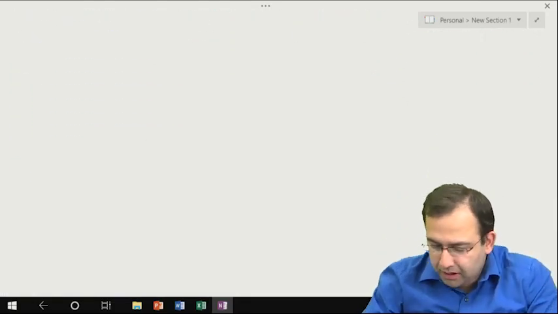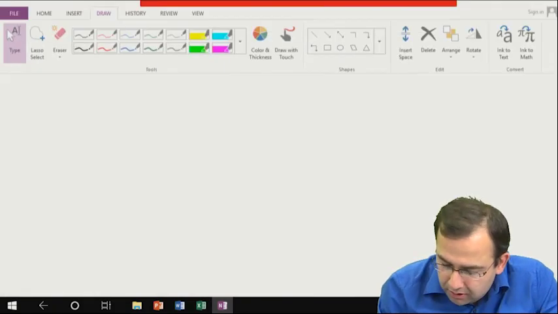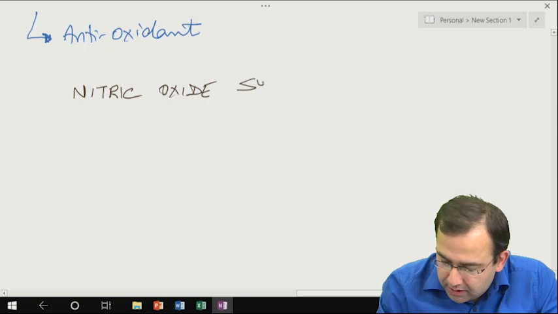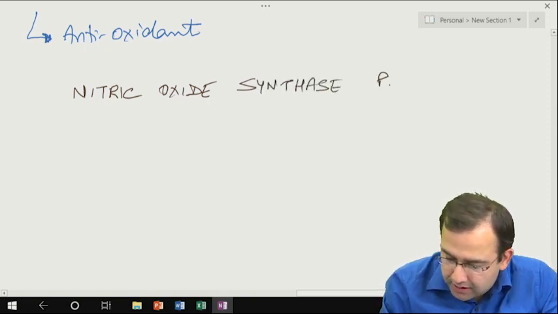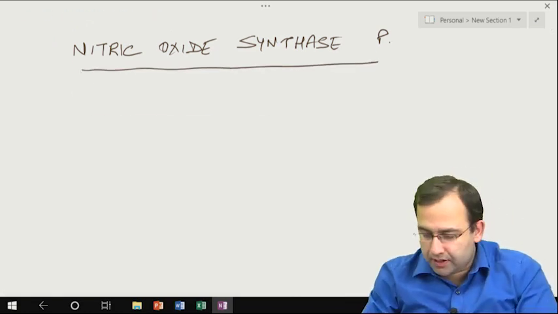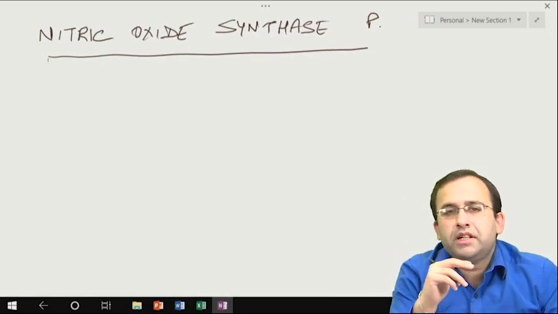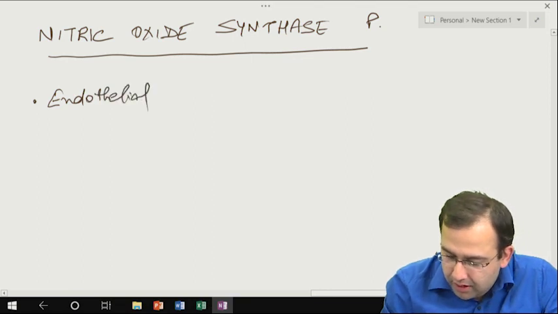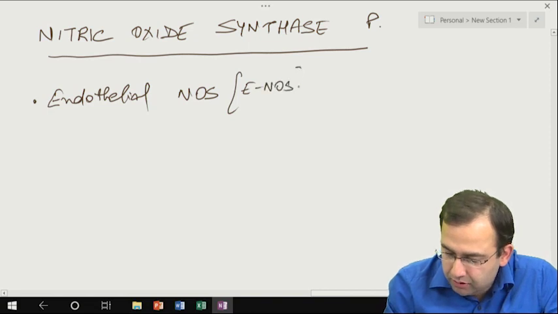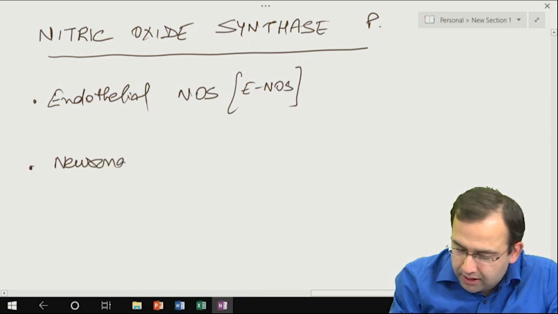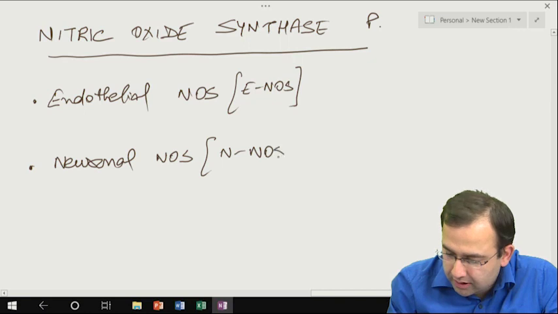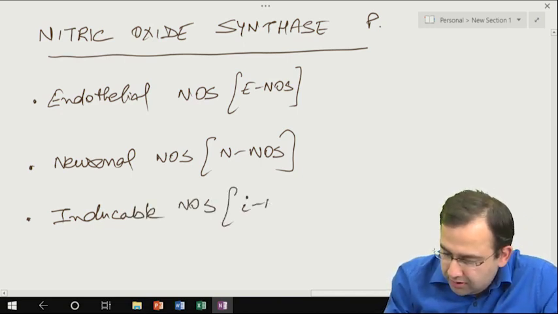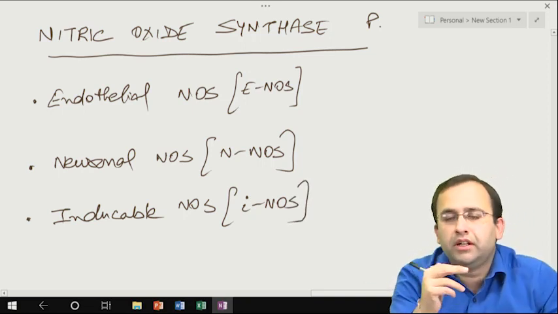Next, the next pathway of killing in the oxygen dependent mechanism is the nitric oxide synthase pathway, also written as NOS. This enzyme is of three types: endothelial nitric oxide synthase, written as eNOS, neuronal nitric oxide synthase, that is nNOS, and inducible nitric oxide synthase, that is iNOS. So it is of three types: endothelial, neuronal, inducible.